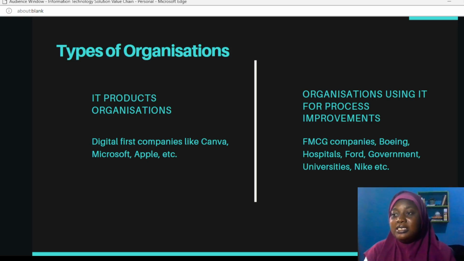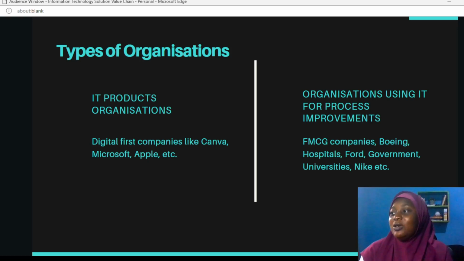So as I said, these are IT product organizations, but even IT product organizations use products from others. An IT product organization like Apple might have some designers, maybe graphic designers using Adobe products or even Canva. So these organizations are not self-reliant. It's not like they don't use products from other organizations. They produce digital products, but they also subscribe to digital products from other companies. They also buy IT products from other organizations.